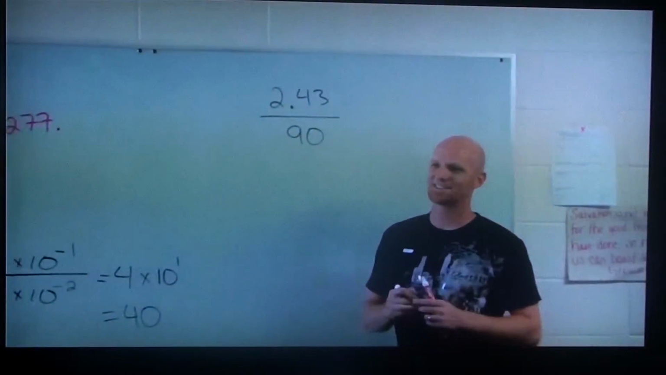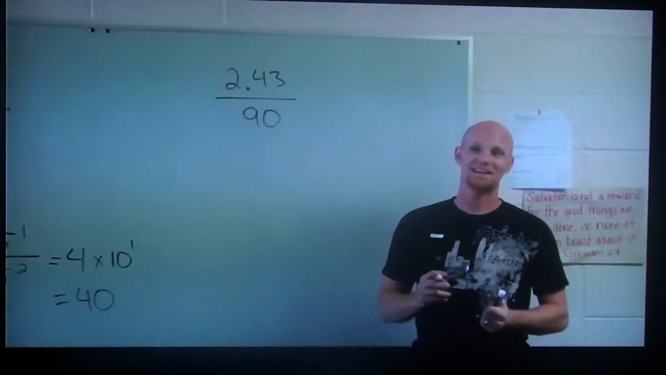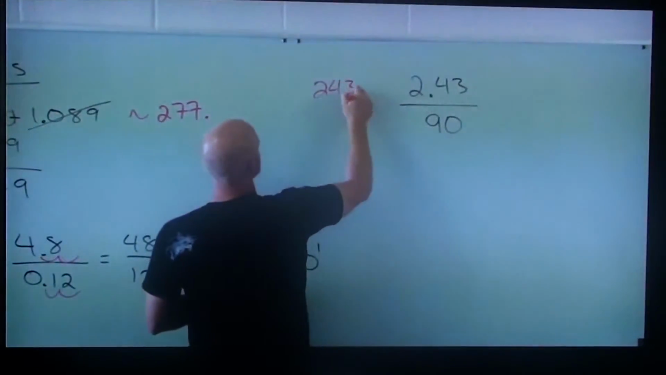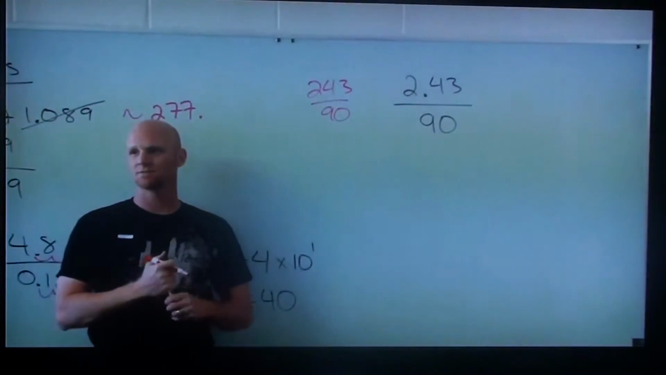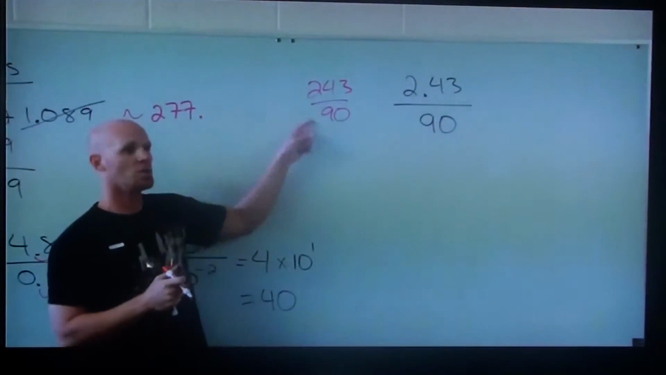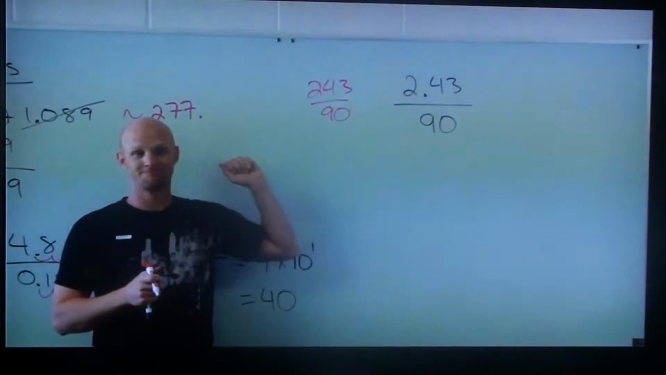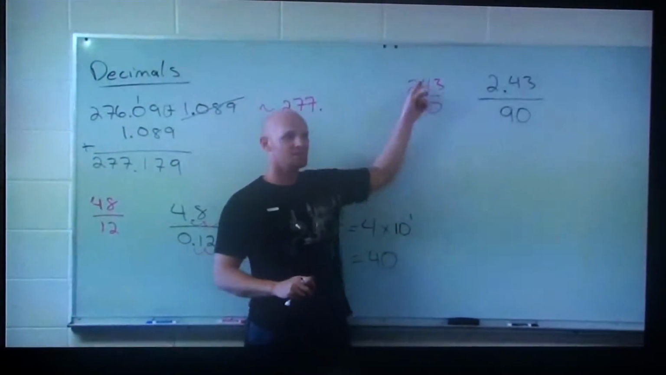So what if you got something like this? 2.43 divided by 90. Now again, if I ignore decimals, I'll have 243 over 90. Is that going to be a perfect power of 10? I'm sorry, not a perfect power of 10. Is that going to be an exact whole number when I divide that through? No. So this method we just used with 48 and 12 is not going to be so easy here, right?